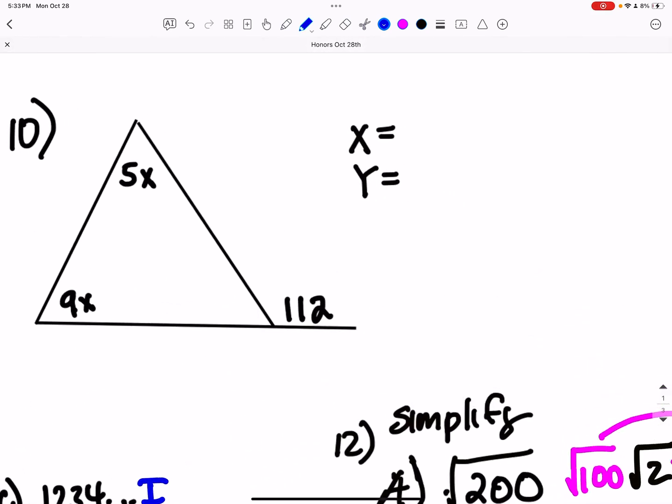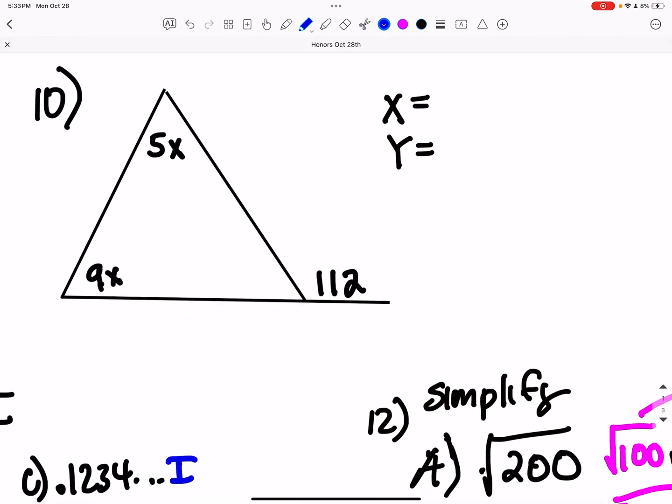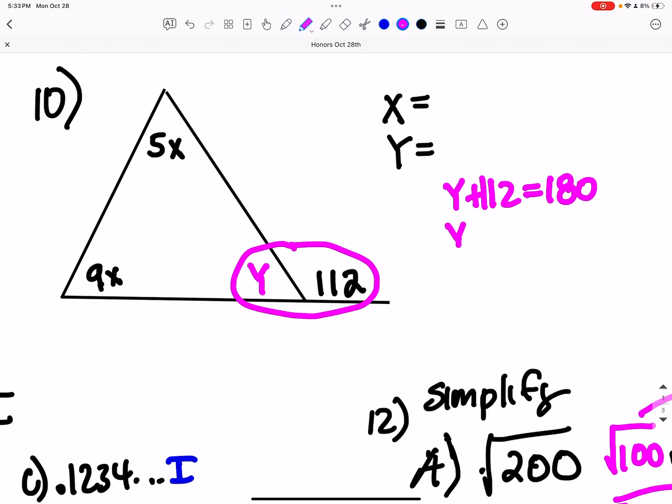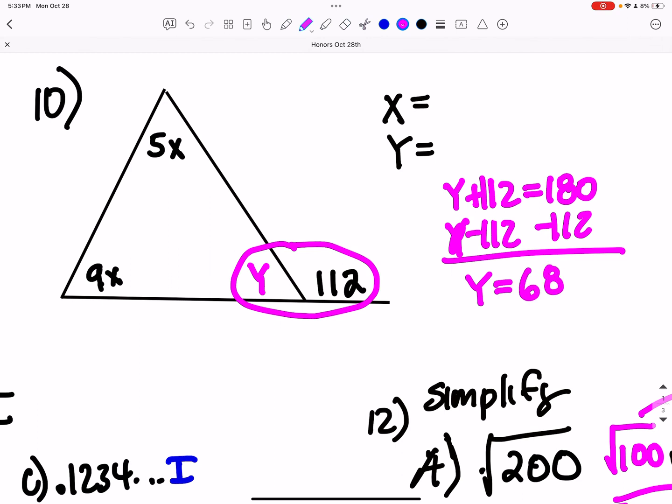Okay, we did these in class, but let's just do them again. I think y was supposed to be here. So what do I know? I know y plus 12, y plus 112 has to be 180. So if I minus 112, y equals 68. Is that right? 68? Is that what we said in class?